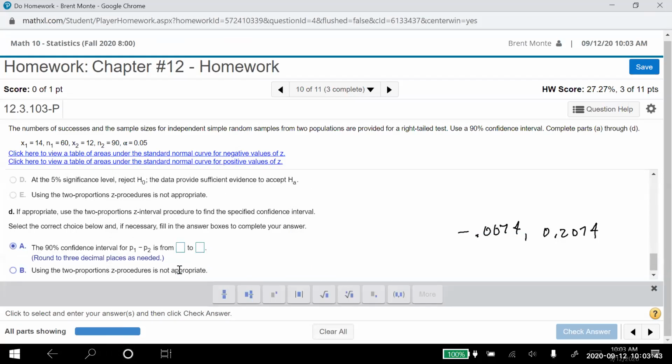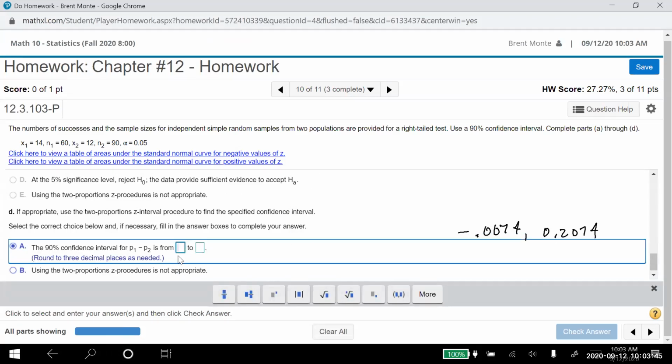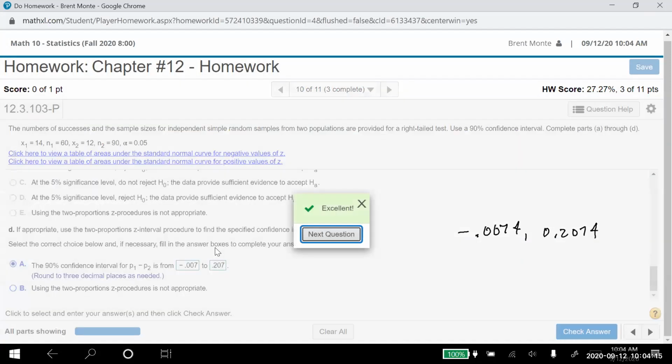3 decimal places. Oftentimes they'll go to 3 decimal places with proportions, because that 0.007 would be 0.7%. So negative 0.007 to 0.207. Oops, guess I didn't get there, did I? 0.207. And so there we have it. Examples of each of these.